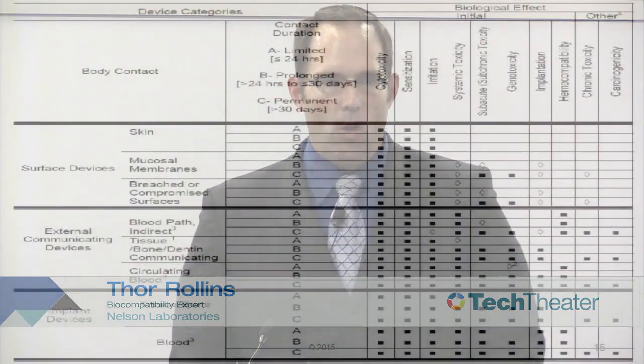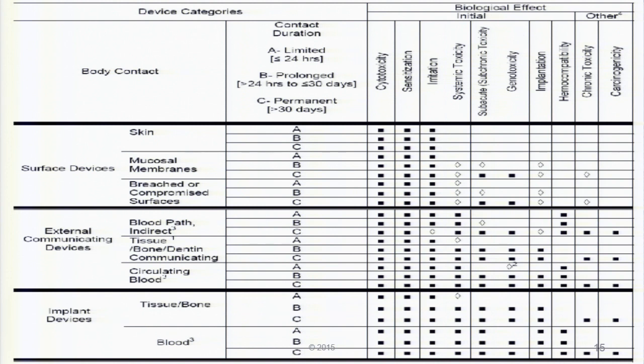So this is the chart that most people are familiar with. We just broke it down into a slide rule. We're going to go through the different categories really fast, okay? The first one is on body contact. So we have 3 major categories. We have surface device, external communicating, and implant.